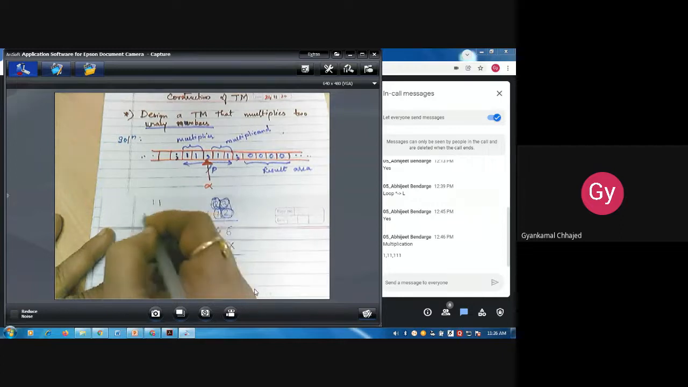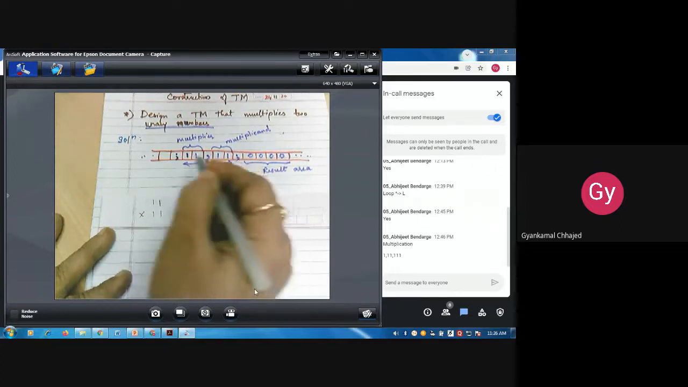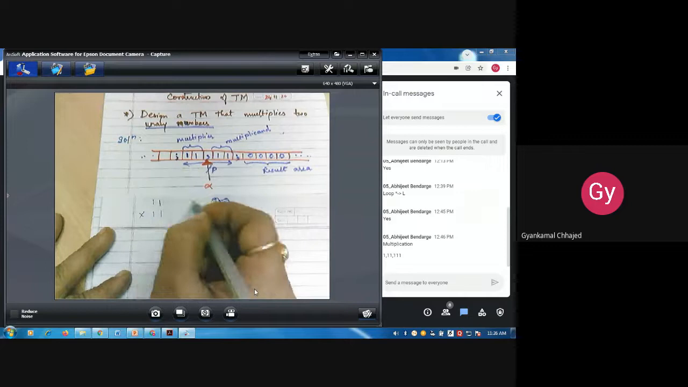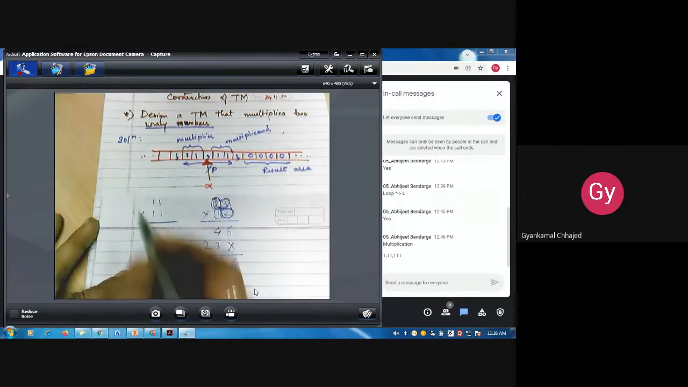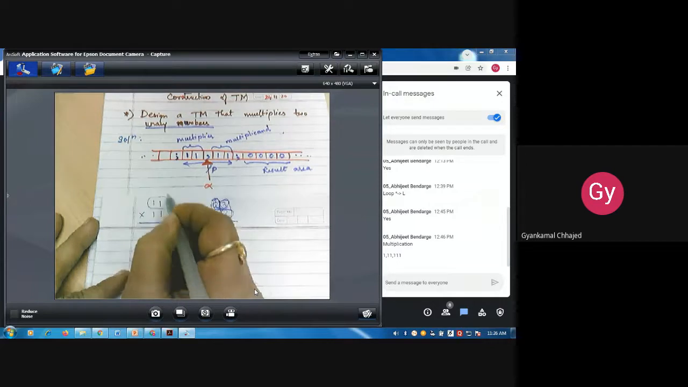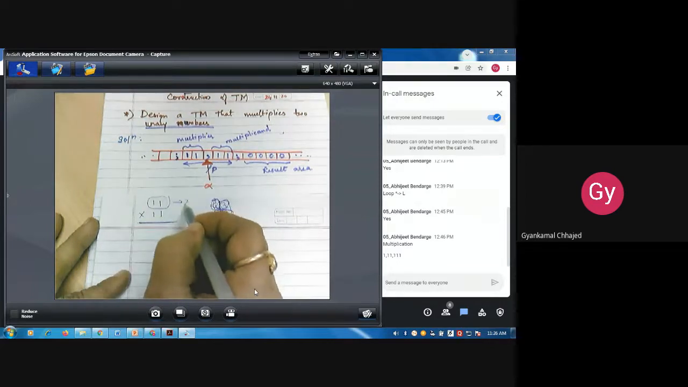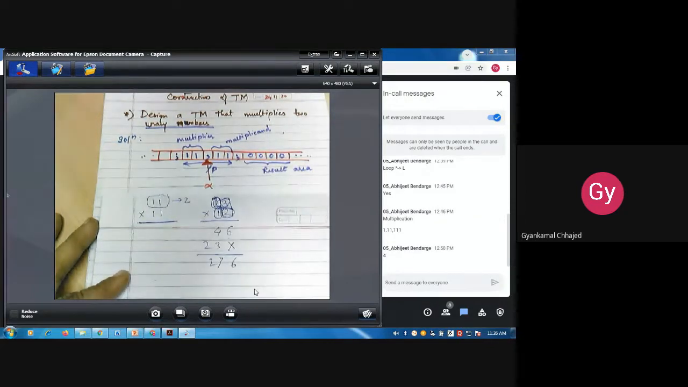Since it is a unary number, I can have any number of 1s here. So what will be the result? Very first, try to understand: this 1 is representing 2. Am I right? Similarly, what happened? Multiplication 1 1 1 comma 1 1 gives 4.